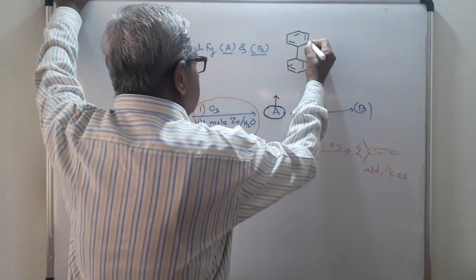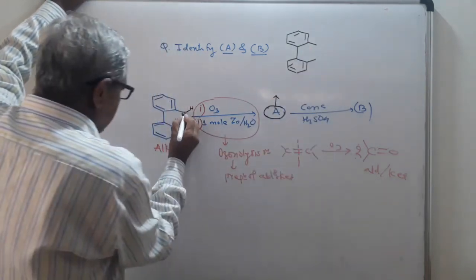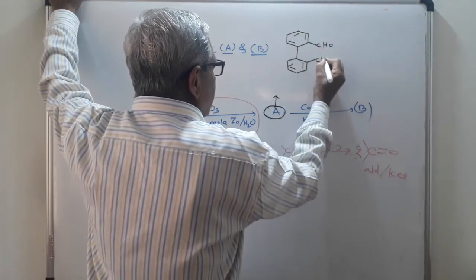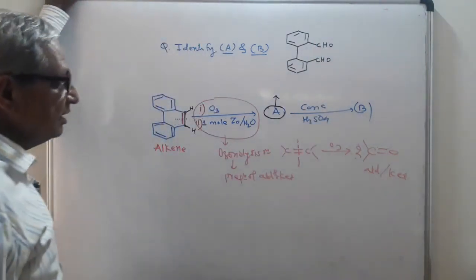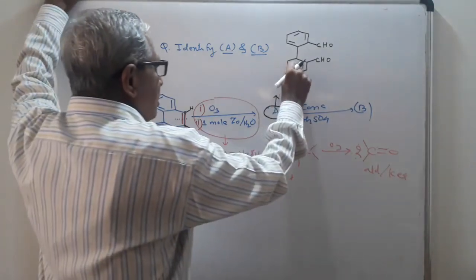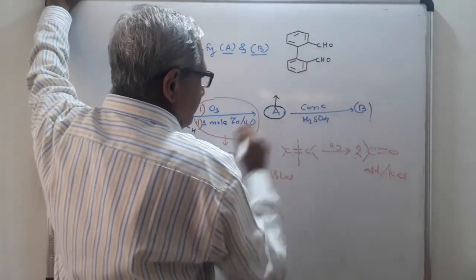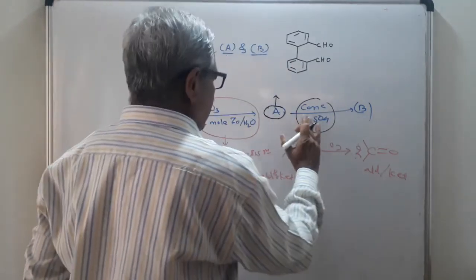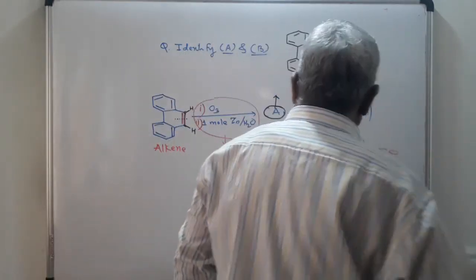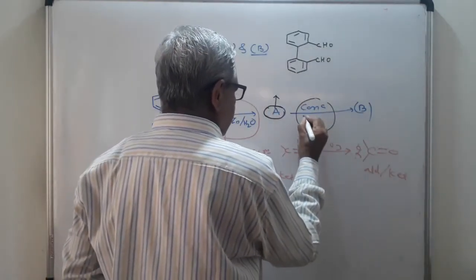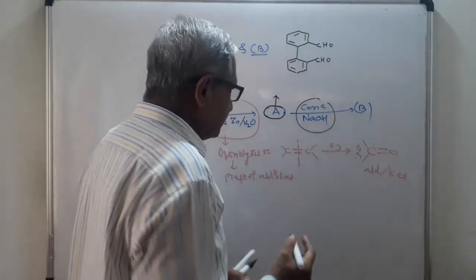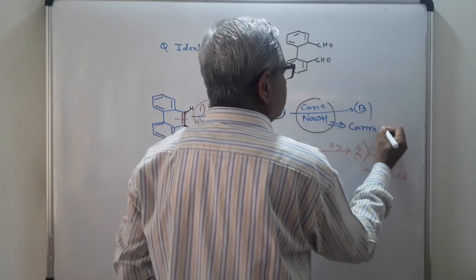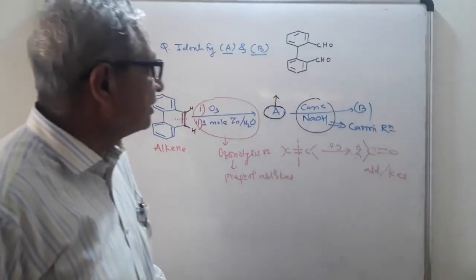Now see here, this and this. Here is the carbon atom, here is the carbon atom. So you will get CHO here, and again CHO here. This is aldehyde, so it contains two molecules of aldehyde. Then it is treated with concentrated NaOH. Not concentrated H2SO4, make the correction here: it is concentrated NaOH. This indicates it is a Cannizzaro reaction.